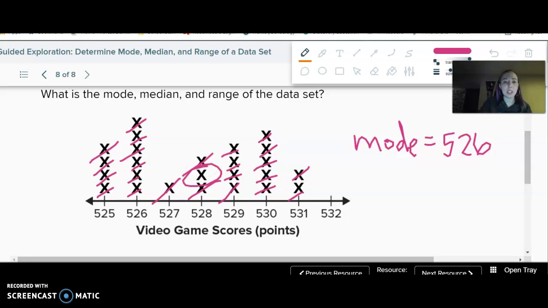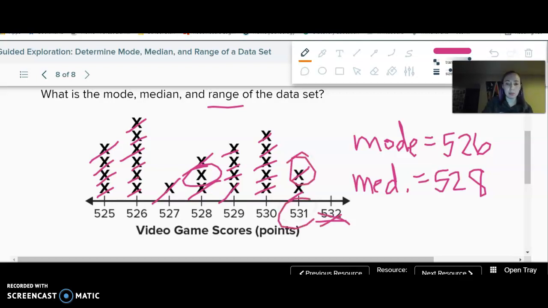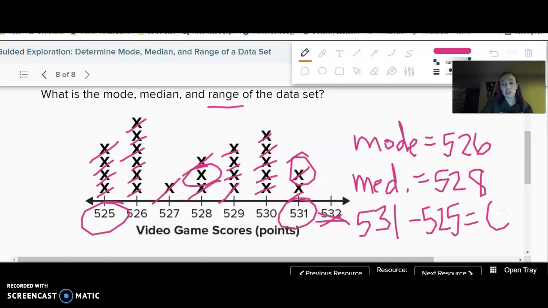So my median is 528. Now my range, I can take the biggest number, not the biggest one printed, the biggest one that actually has a number, 531 minus 525. So my range is 6 on that one. All right, now I'll have you try some.